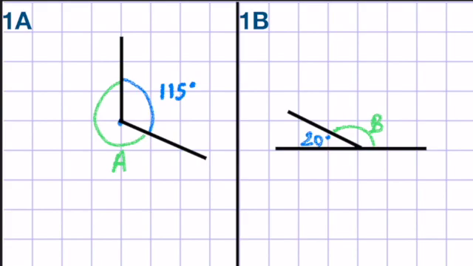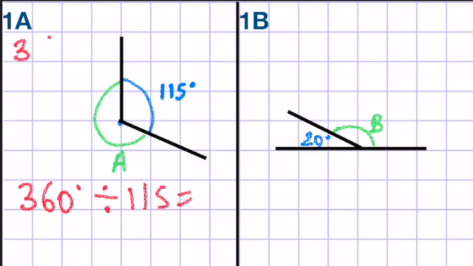Okay, for this one you need to do both sides. You have got to find angle A and angle B and write the answer in degrees. Press pause and then we'll do it together. Okay then, we know that all the way around a point is 360 degrees. And if this angle is 115 and we're trying to find angle A, then we do 360 take away 115 and that will give us A.